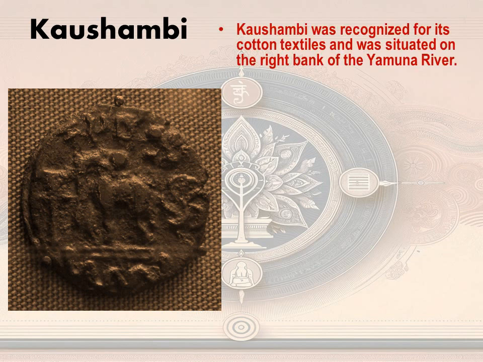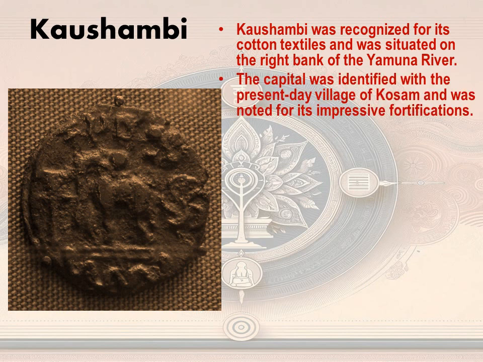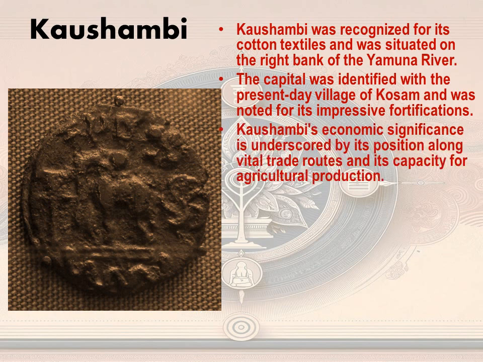Kosambi is a state which was recognized for its cotton textile and was situated on the right bank of the Yamuna river. So the location of Kosambi is on the right bank of the Yamuna river, and this state was significant for its cotton production. Here on the left hand side you can see an ancient coin from Kosambi. The capital was identified with the present day village of Kosam and was noted for its impressive fortification. Kosambi had an impressive fortification structure, and that can be seen in the present day village of Kosam.